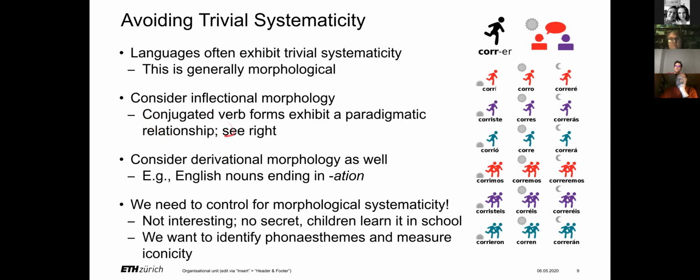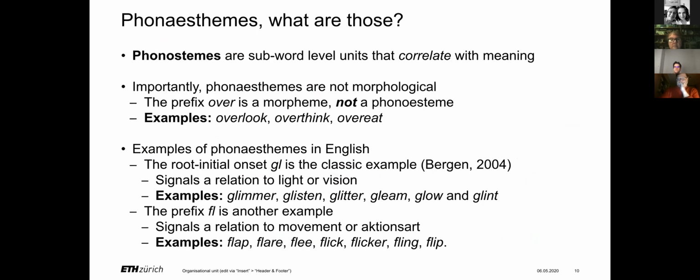So we want to figure out a way, in the method I'm going to propose, we're building up to this method, where we control for inflectional morphology. We also want to control for derivational morphology. English words that end in -ation tend to be abstract nouns, so we don't want to pick up on that either. We really want to identify things like phonesthemes. Again, the goal is to come up with a general method that allows us to measure this and hopefully find some novel conclusion.